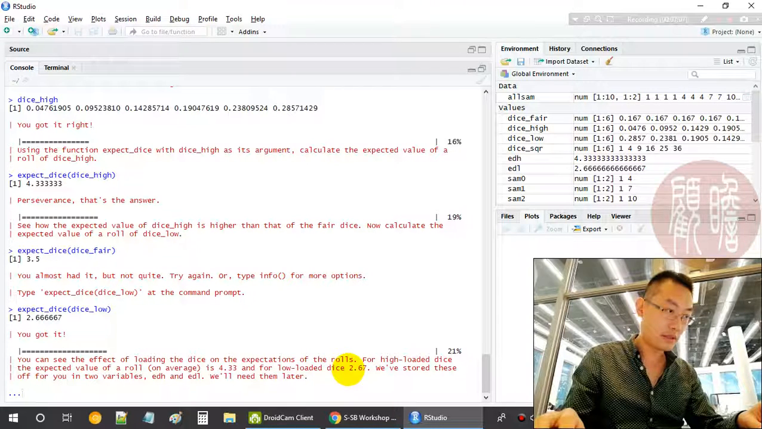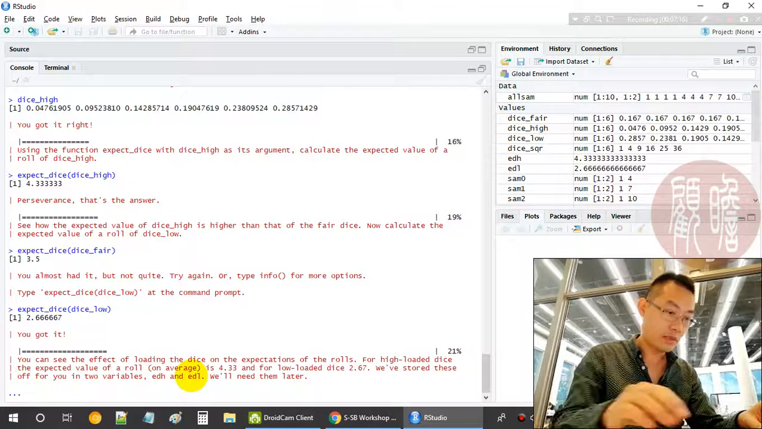The expected value of the loaded dice is 2.6. We store these for you in two variables, expected dice high and expected dice low. We will need them later.